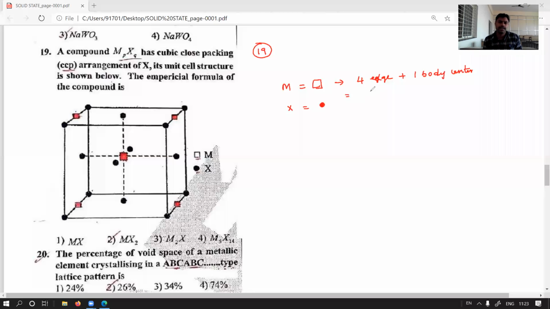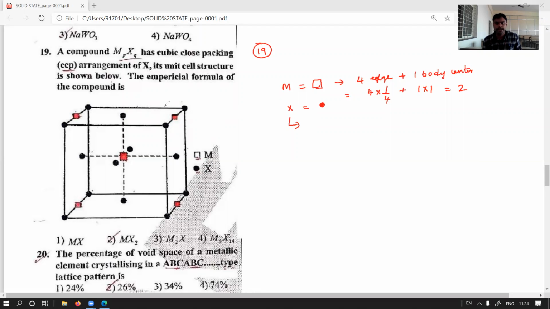If an edge center is present, its contribution is 1/4. So 4 into 1/4 plus the body center, 1 into 1. Then how many? 2. M equals 2.